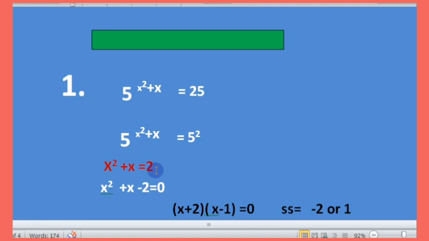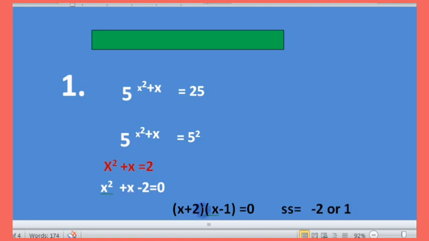This is a quadratic equation. We can solve this problem in different methods. We can use a quadratic formula, or we can write it in factorization form. That is the sum and product method. The sum of two numbers that gives 1, the coefficient of x, and their product is minus 2. So these numbers are 2 and minus 1. Minus 1 times 2 is minus 2. Minus 1 plus 2 is plus 1.